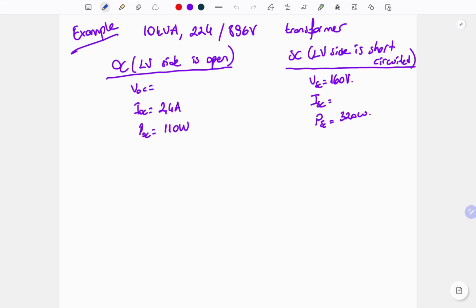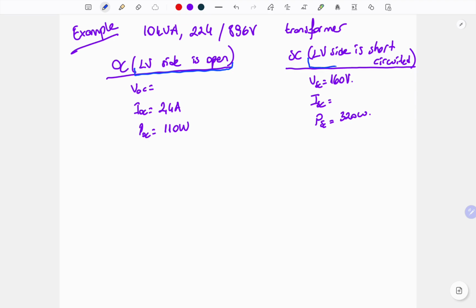So we have a 10 kVA, 224 to 896 volt transformer. Some parameters of open circuit and short circuit data are given. For example, open circuit current, open circuit power, short circuit voltage, and short circuit power, because these values will be obtained after the experiment which we defined the open circuit voltage and the short circuit current. So how will we define open circuit voltage and short circuit current? We will examine the test sites.